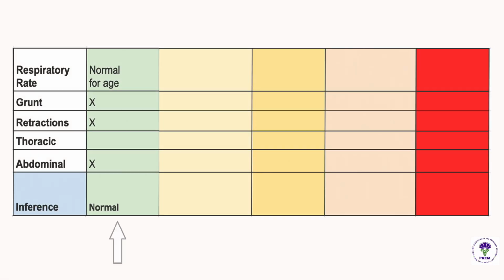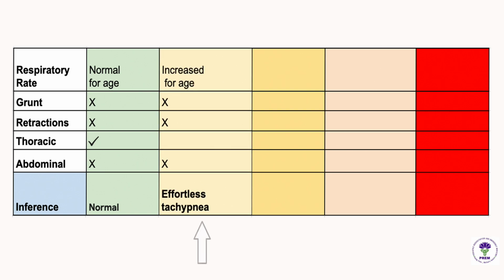If the respiratory rate is normal for age, no grunt, no retractions, and the pattern of breathing is thoracic, we infer that the breathing is normal. If the respiratory rate is increased for age, there is no grunt, no retractions, the pattern of breathing is thoracic, then we infer that the child is having effortless tachypnea, perhaps due to underlying metabolic acidosis.